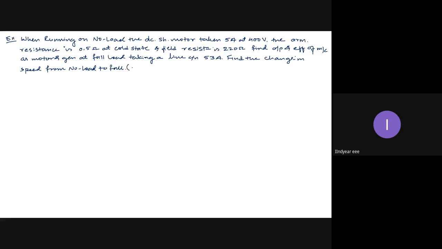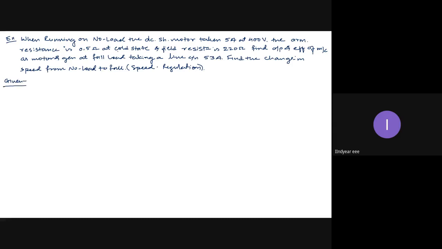So this is nothing but speed regulation. We calculated voltage regulation in transformers and alternators last time, which was change in voltage from no load to full load. So this is speed regulation because I am finding the change in speed from no load to full load of the machine given.